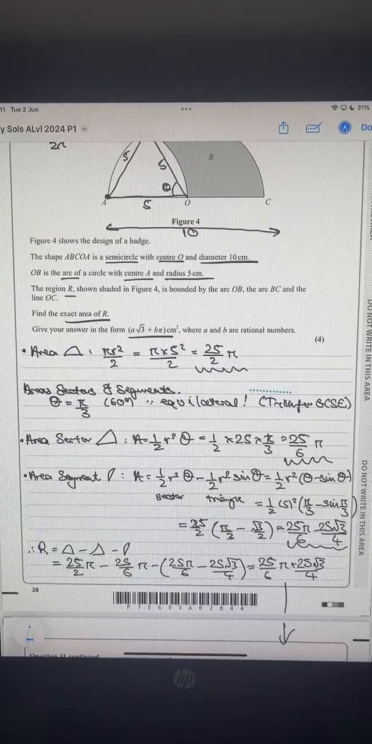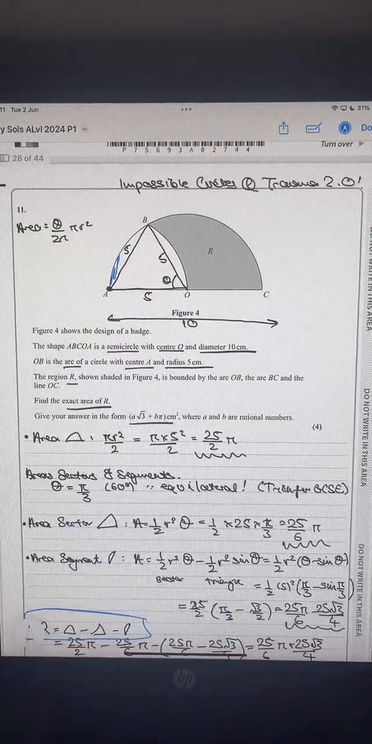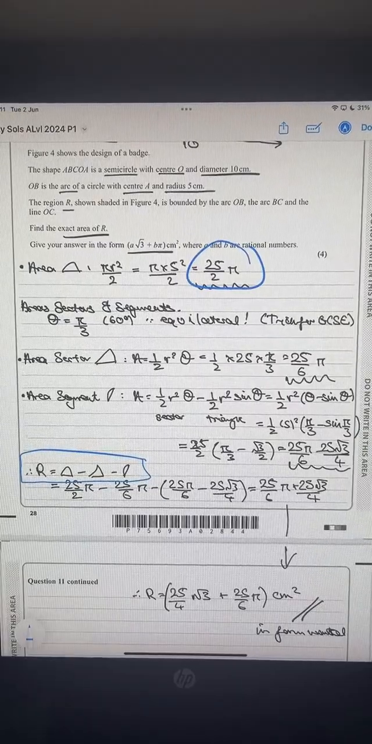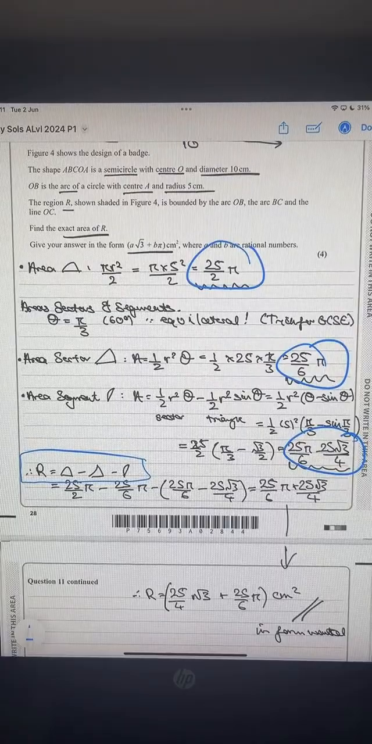So now I have my area of my sector, my area of my segment, and my area of my semicircle. And looking at my very nice little diagram here, the area of R, the shaded region, is the semicircle minus the sector minus one of that extra segment, which was this segment over here. So that's taking my values here, here, and here, and then just subtracting them. So 25 by 2 pi minus 25 by 6 pi minus this whole thing in brackets. That's equal to 25 by 6 pi plus 25 root 3 over 4.